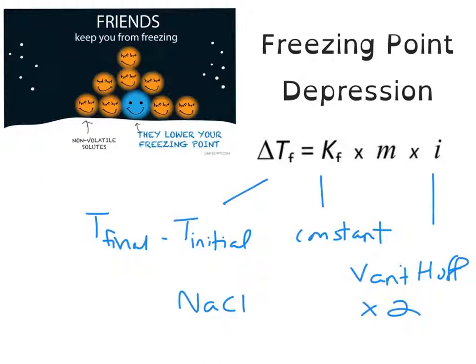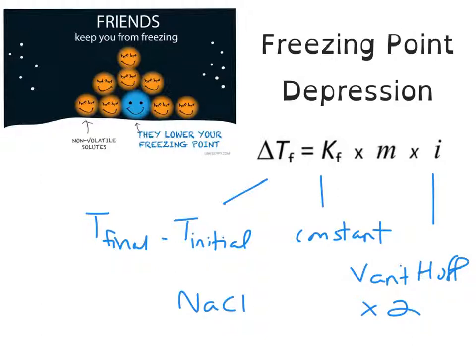Freezing point depression explains why roads and walkways are salted in the wintertime, because by adding the salt, we're lowering the temperature at which that solution, the salt water, has to be to freeze. So we're not melting as much as we're lowering the temperature that is required for that substance to freeze.